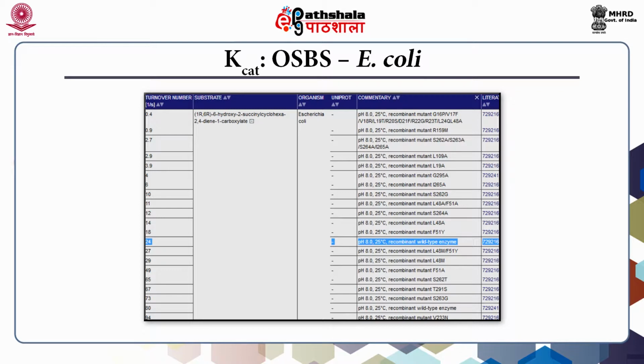In addition, different mutations at the same position may have different effects on the turnover number. For example, mutation of serine 262 to glycine results in decreased kcat, whereas mutation to threonine enhances the turnover number.